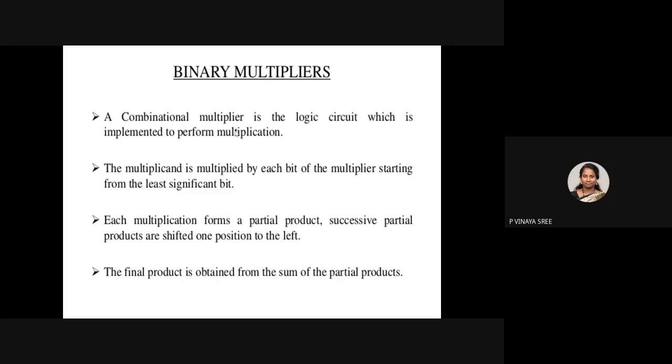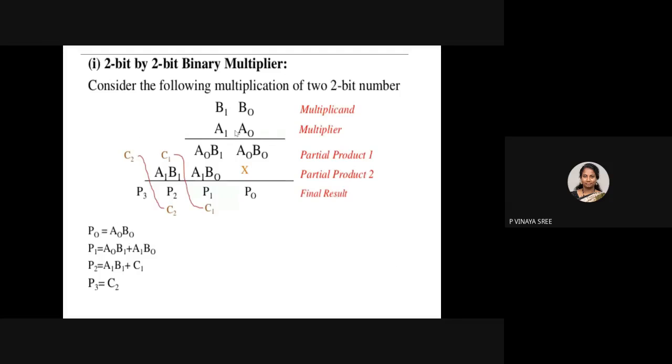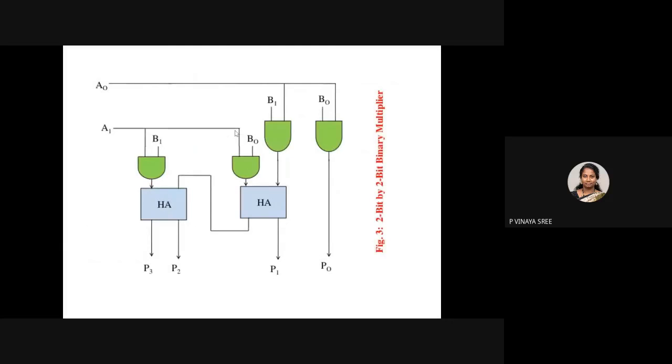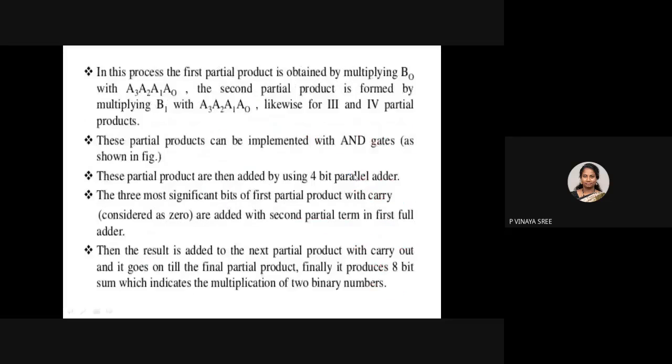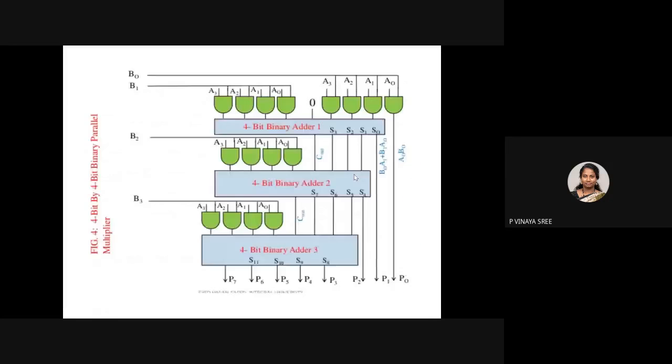And the final product is obtained from the sum of partial products. I hope that everyone knows simple decimal multiplication. The same format will be applied for the binary multiplier. So let me show the simple binary format. Don't consider that it's more complicated. I will make it much simpler.